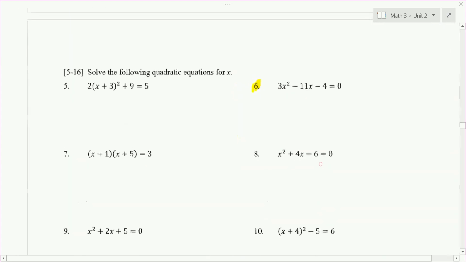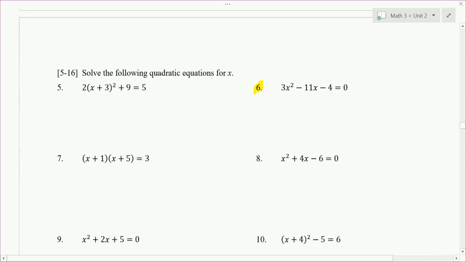Let's skip now to 6. Solve the following quadratic equation. It doesn't specify how. There are different ways to do this. But if you have an expanded trinomial like this one, try factoring first. If factoring doesn't work, use the quadratic formula. So we're going to try factoring it. Here we have a trinomial where the leading coefficient is 3, not 1. And so I'm going to multiply 3 times -4, and I'm looking for two numbers that multiply to 3 times -4, which is -12, and add to that middle term -11.